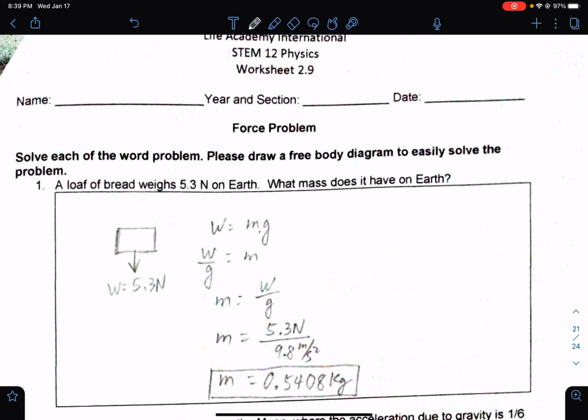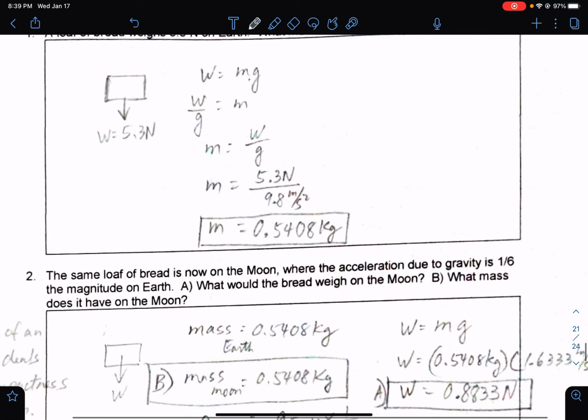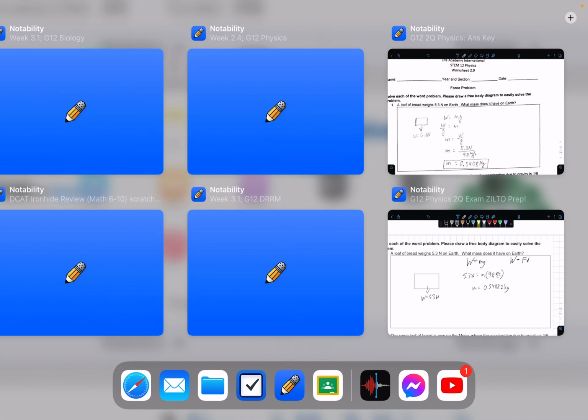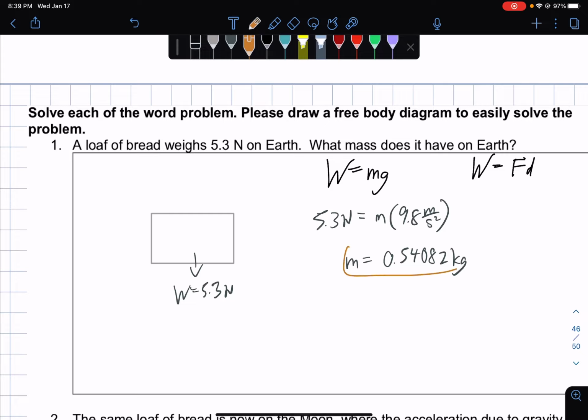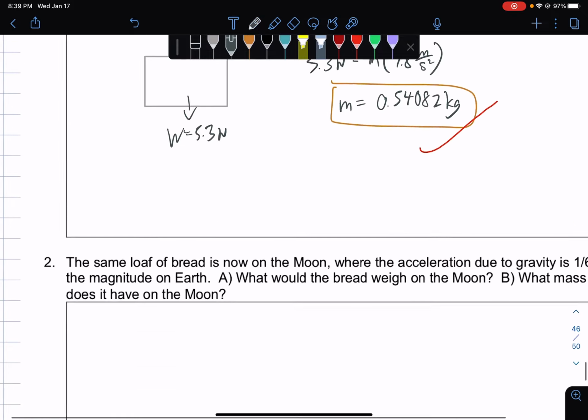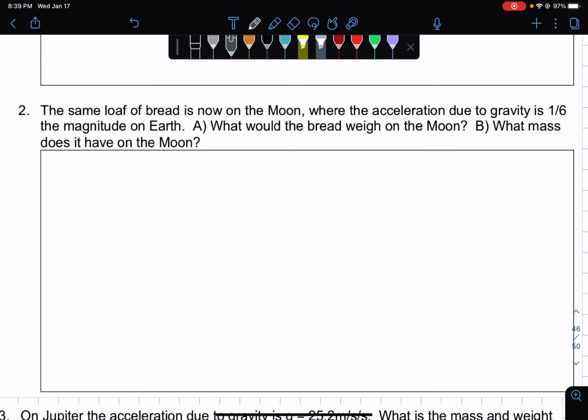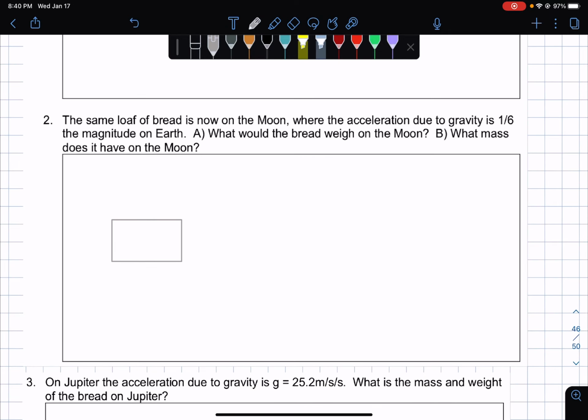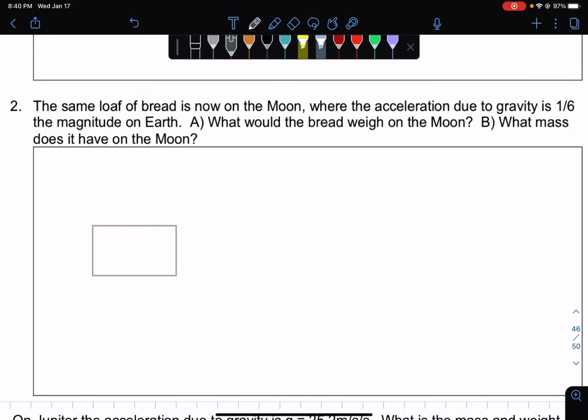Alright, so yeah, oh wait, I've already shown the answer, but let's see if you can solve number 2. For number 2, the same loaf of bread is now on the moon. The acceleration due to gravity is 1/6.